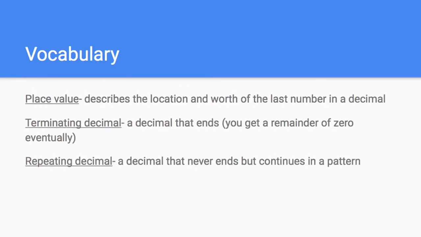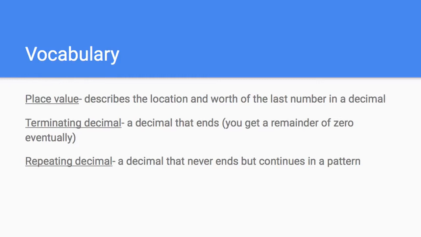Place value. Place value describes the location and worth of the last number in a decimal. And really, it doesn't have to be a decimal. It can be any number, but typically we think of place value dealing with decimals. And so if you recall, the first place value immediately following the decimal is tenths, then hundredths, then thousandths. They all have the THS. And so those are place values, and we're going to use those whenever we're converting from a fraction to a decimal, or I'm sorry, from a decimal to a fraction.